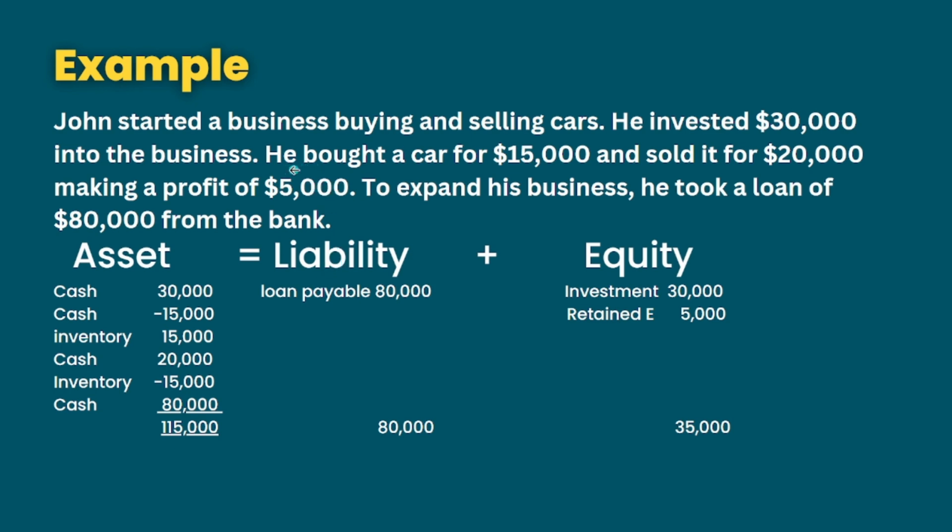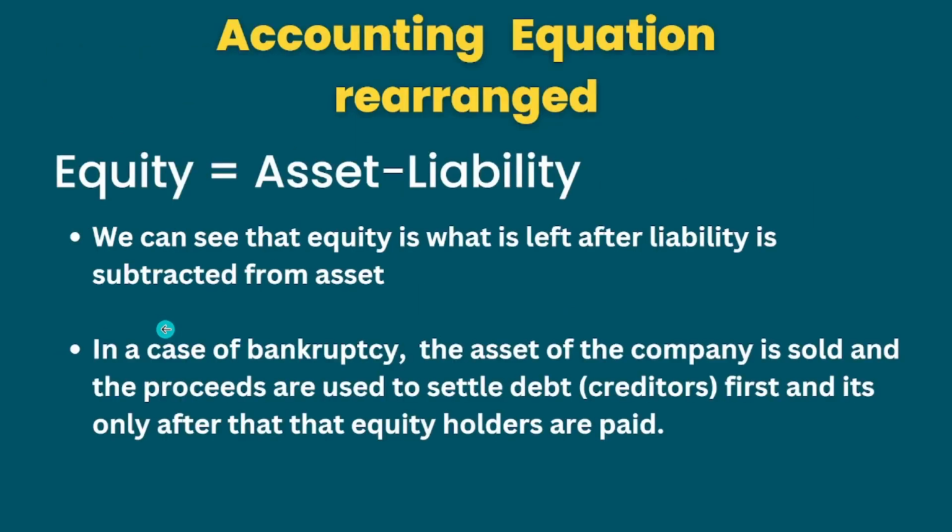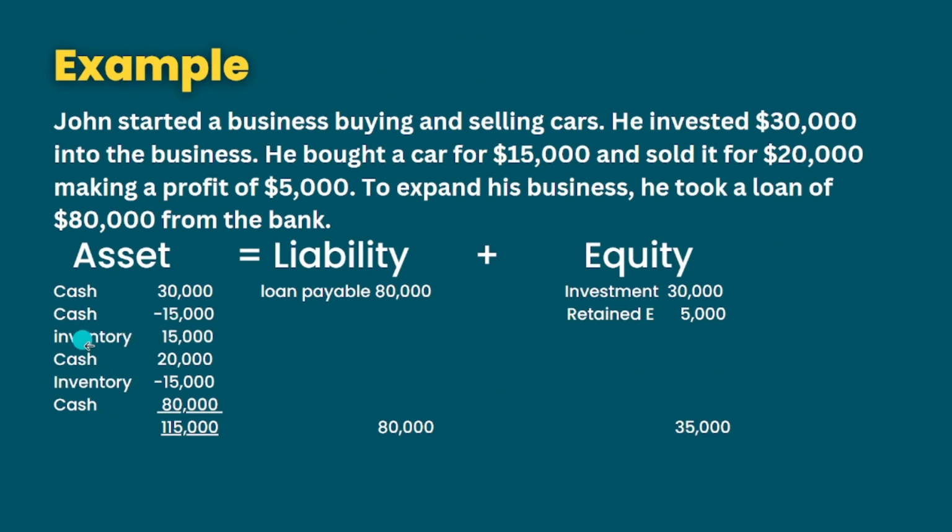So when we read further, he bought a car for 15,000 and sold it for 20,000, making a profit of 5,000. So we take car to be inventory. We bought a car of 15,000. So that means cash will reduce. So in essence, the asset side is zero and we still have the 30,000 equal to 30,000 at the credit side.